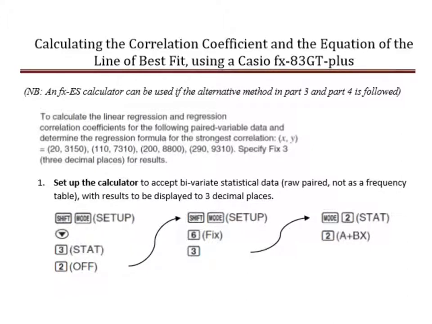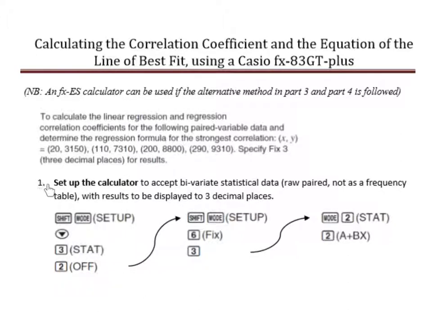Okay, so step 1 is if you want to specify to fix to 3 decimal places. But you don't necessarily have to do this. You don't have to fix your decimal places. You can just round to 3 decimal places at the end if you want. But we'll have a look at this step anyway.